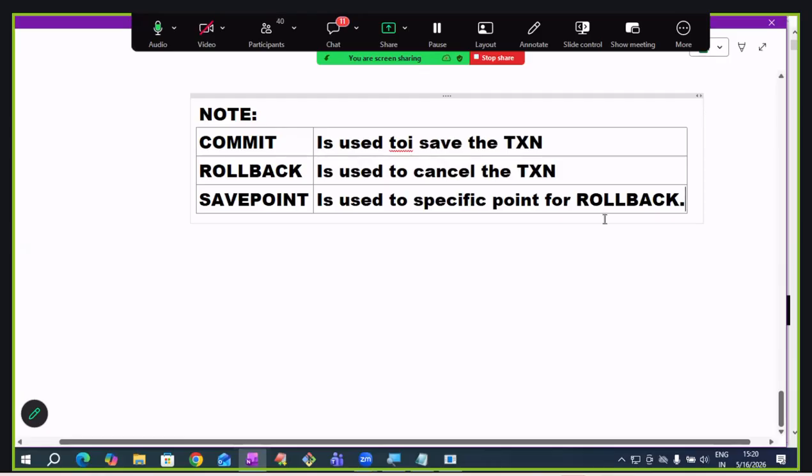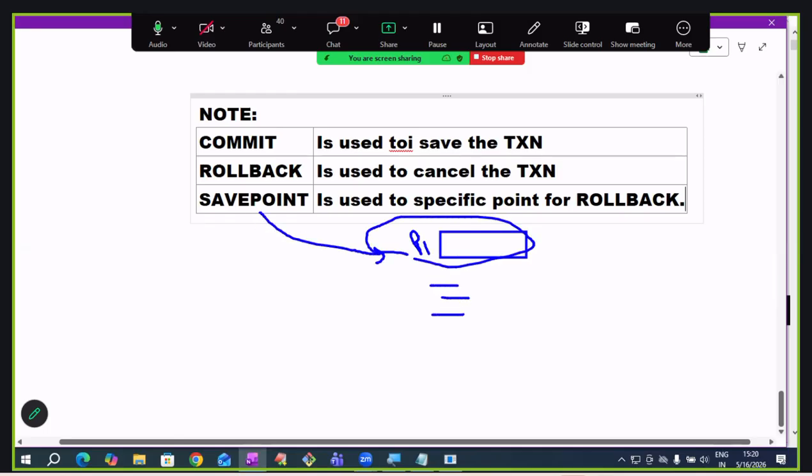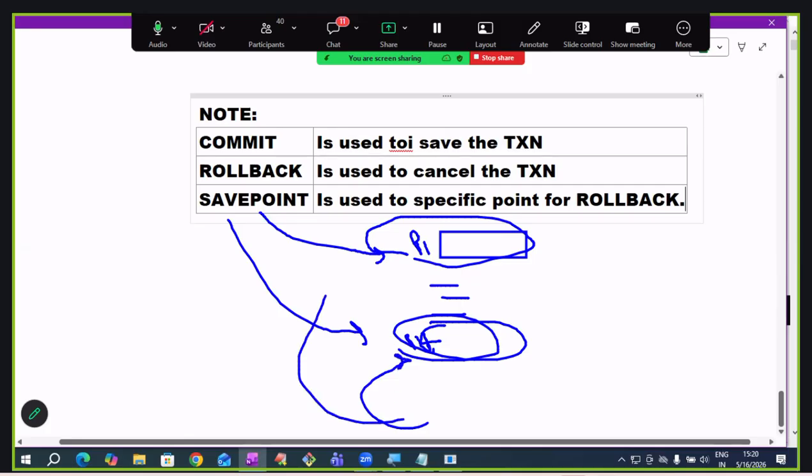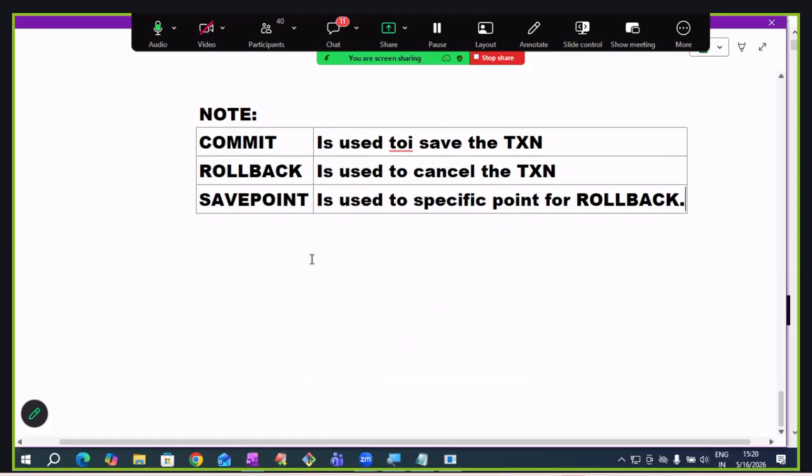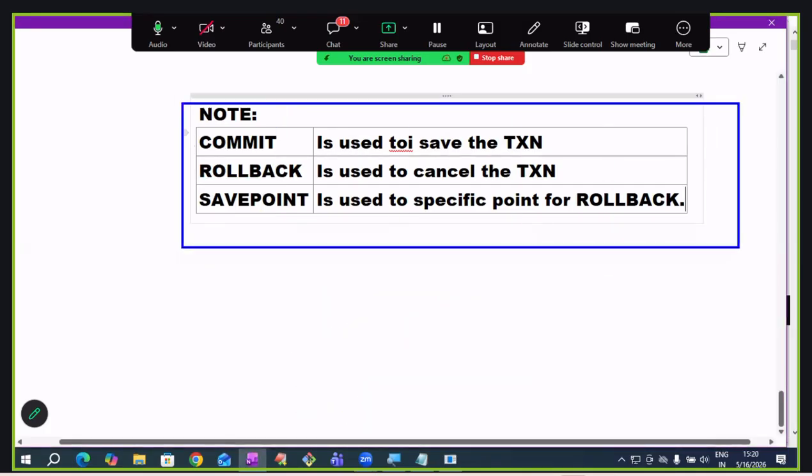Means to a location you are giving one name. To this location, if you want to give a name, use savepoint. This location name is P1 now. To this location, if you want to give the name P2, use savepoint. This location name is P2. Using this name, I can cancel: rollback to P2, rollback to P1 like this. So this is about TCL commands.